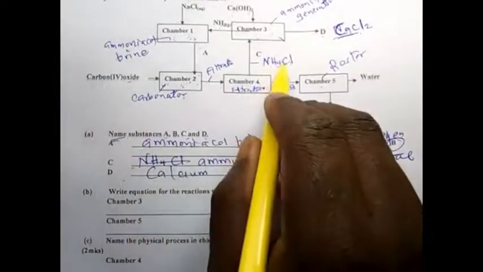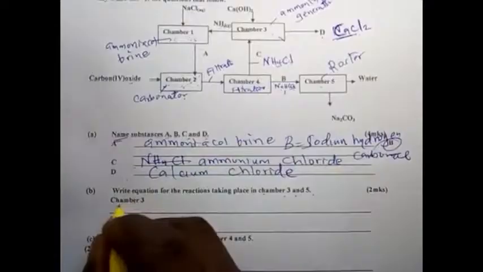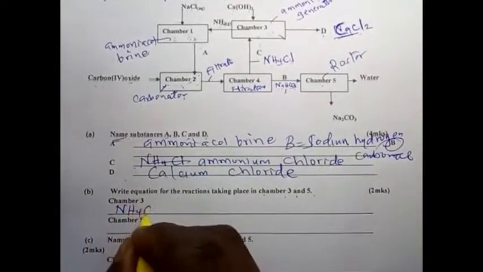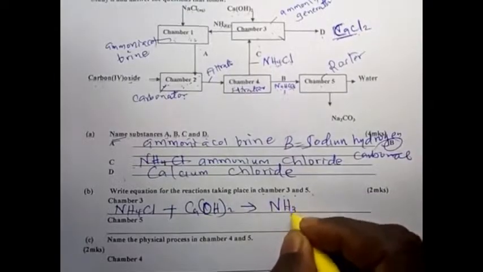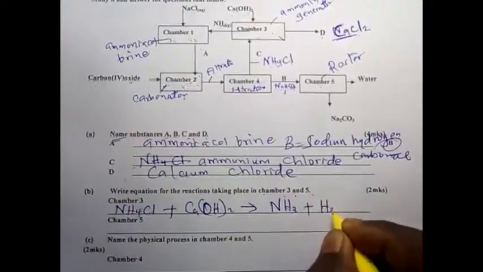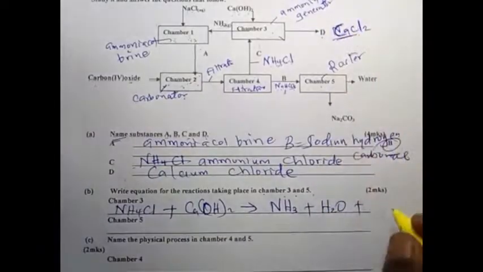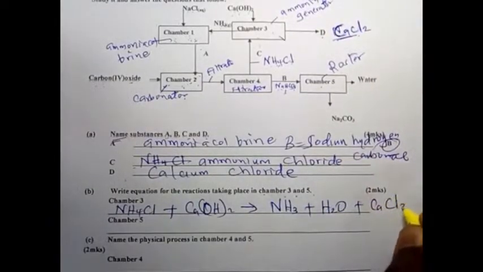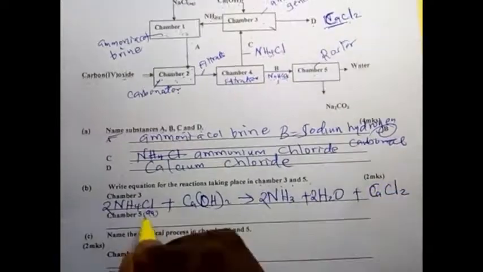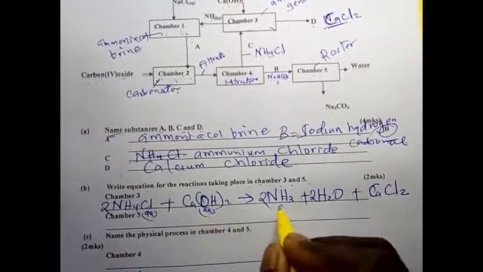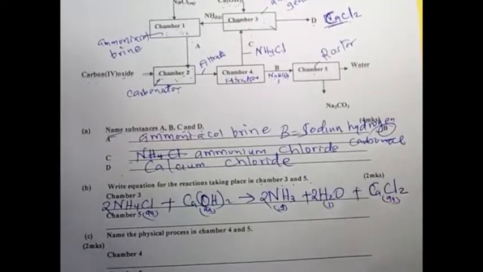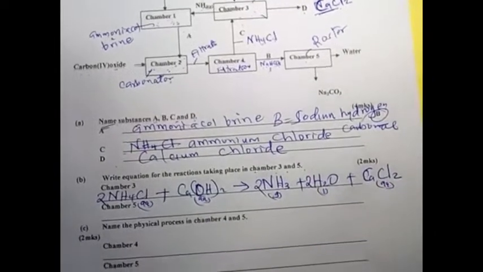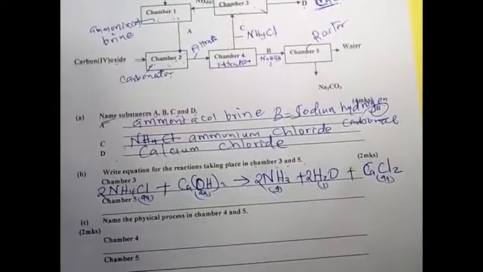Write the equation for the reaction. Now ammonium chloride combines with calcium hydroxide to generate ammonia first, then water, and then the byproduct, which is calcium chloride. Aqueous, gas, liquid, aqueous. We have done with that equation.